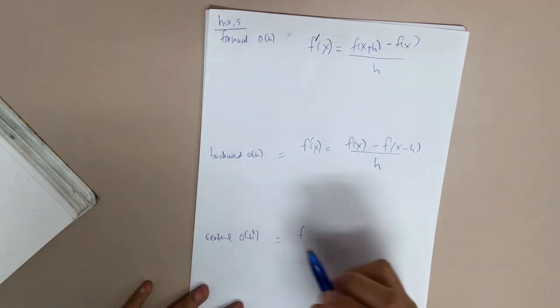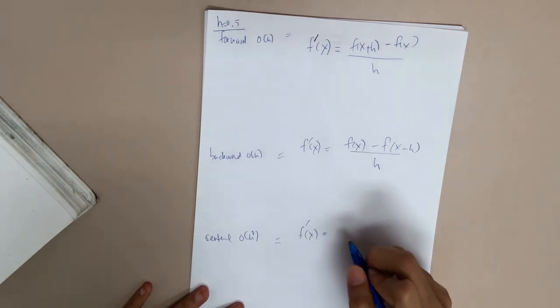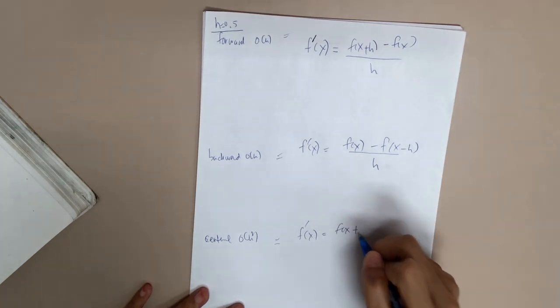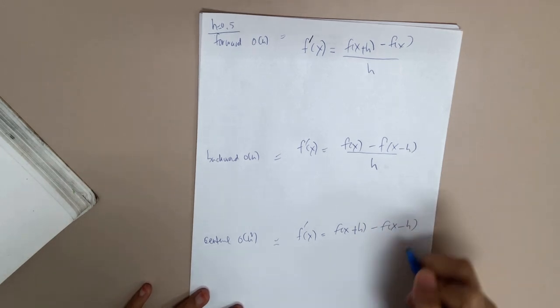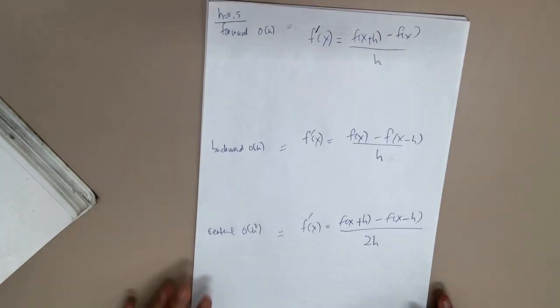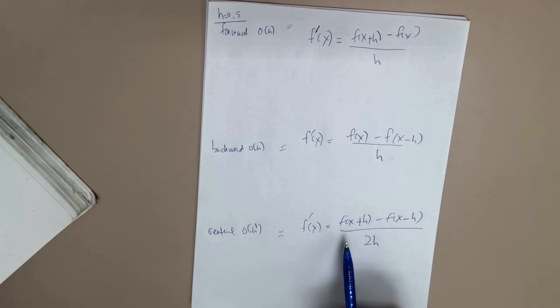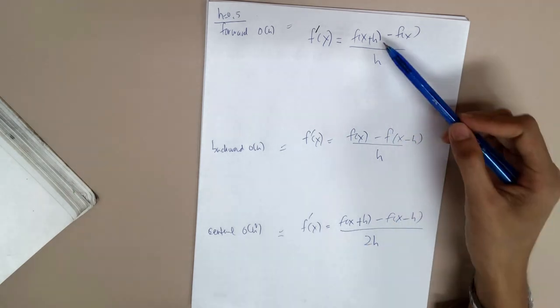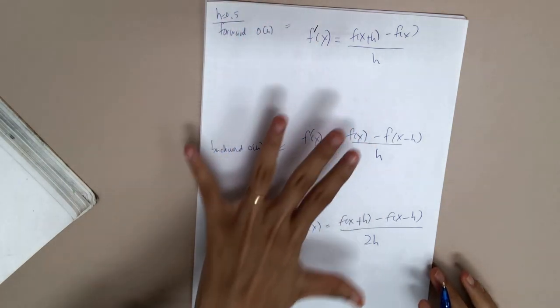Okay, alright, for centered. For centered, f prime is f(x plus h) minus f(x minus h) over 2h. Okay, can you see? This centered one is a combination. You can say it combines forward and also backward from just now, and then over 2h. So we already have all these formulas.